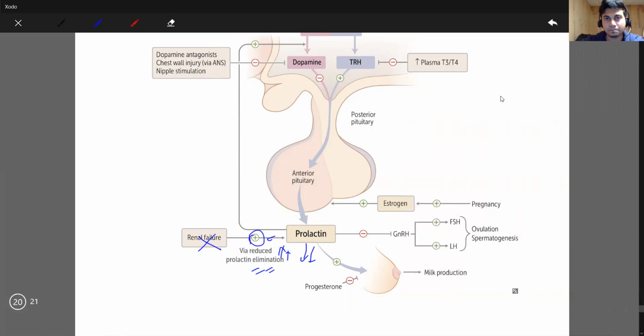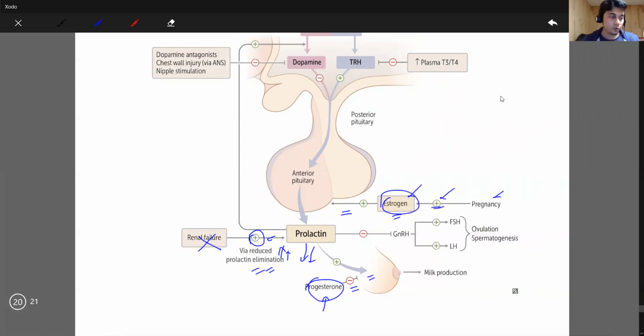Another thing is estrogen, which is more in pregnancy. It stimulates the prolactin production and release, but during pregnancy we don't see the milking action. And why is it happening? Because in pregnancy there is more progesterone, and this progesterone is inhibiting the prolactin from working on the breast.